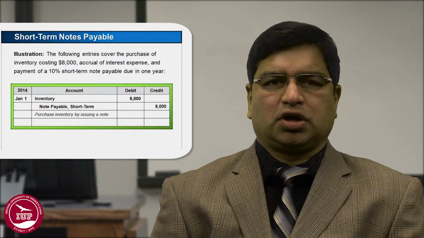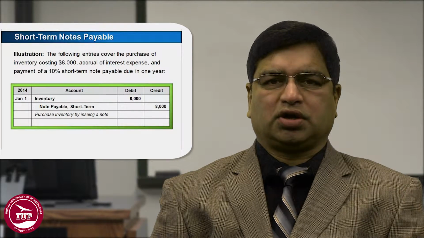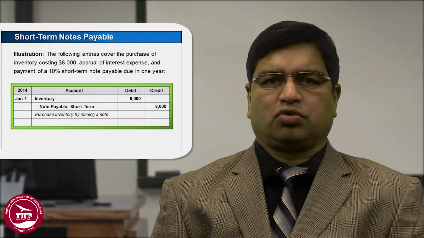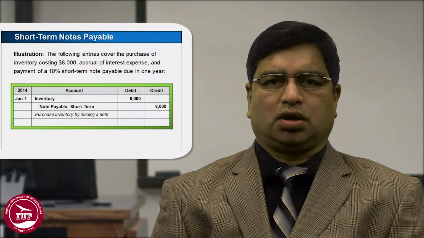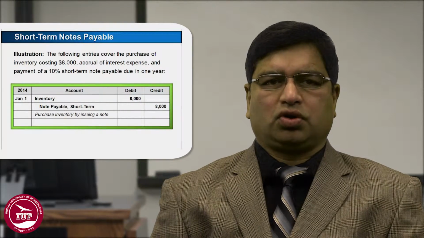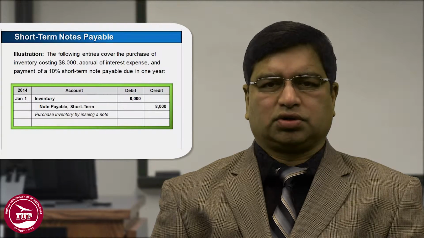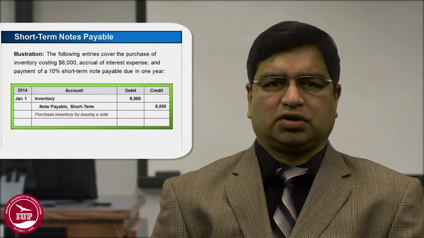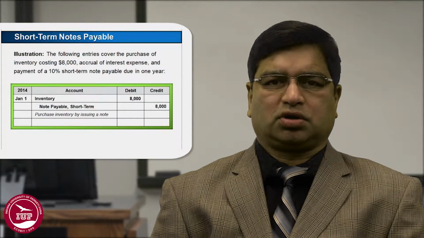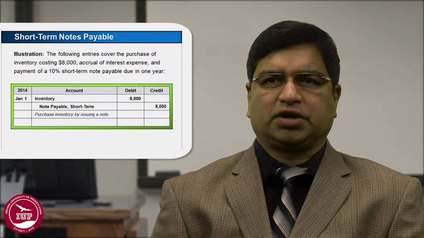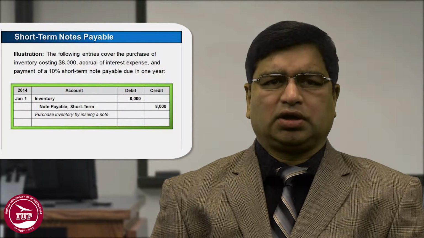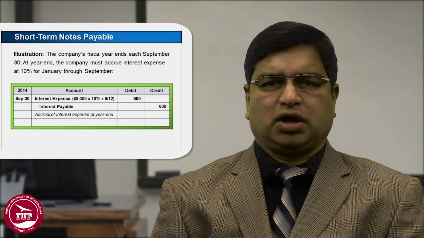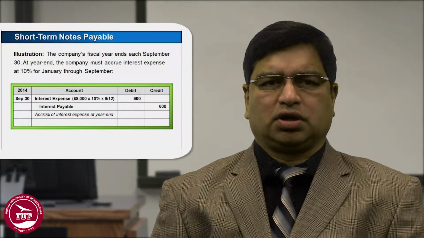For example, you purchased inventory costing $8,000 and it accrued interest at 10% using a short-term note payable, and it is due in 1 year. So you've got your inventory of $8,000 and then you've got a note payable liability on January 1st for $8,000, which is your short-term liability, or a current liability, is going up and is credited. Then at the end of the year, you've got an interest expense of $600, which is payable when the note accrues.